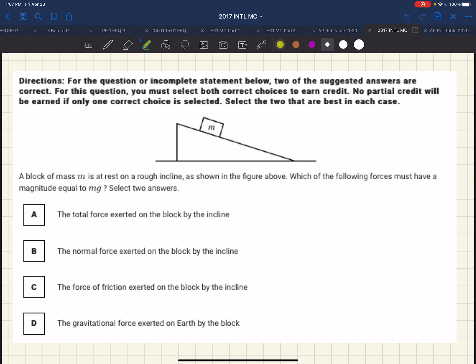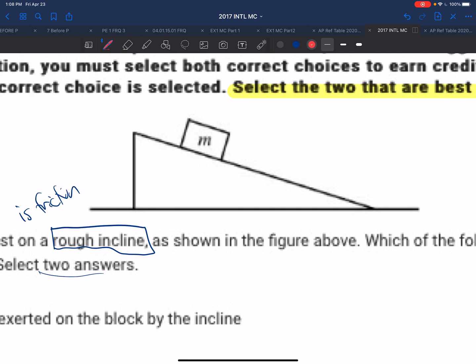It's key for us to note that there are two answers for this. So we have a block of mass M. It rests on a rough incline. The fact that they're saying rough incline means that there is friction. Which of the following forces must have a magnitude equal to mg? Select two answers. Well, let's do our free body diagram here.